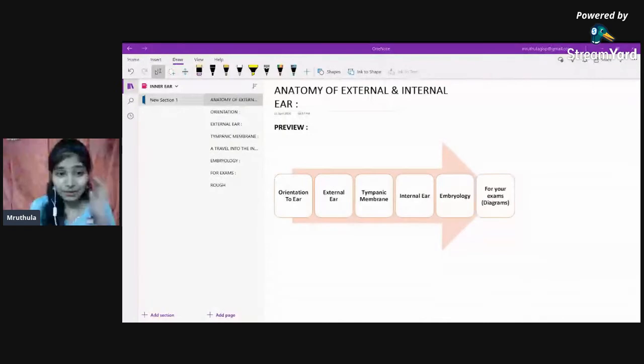So, today we are going to have a very interesting discussion. It's about the topic, the external and the inner ear.